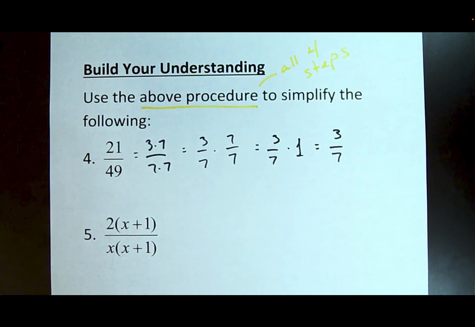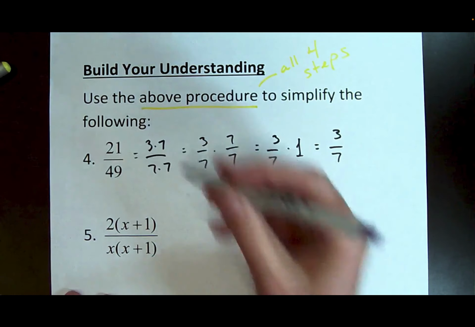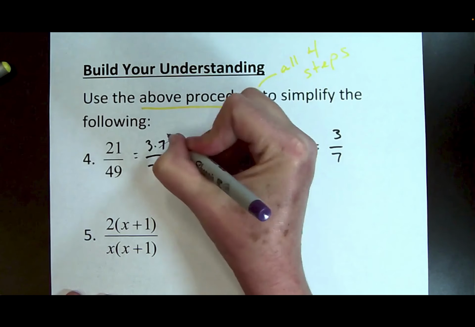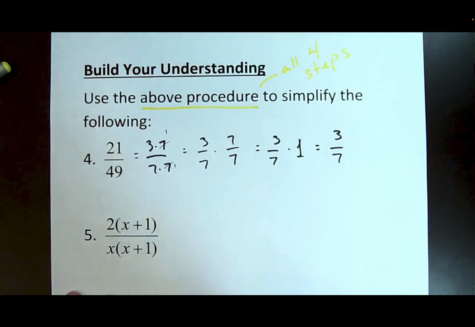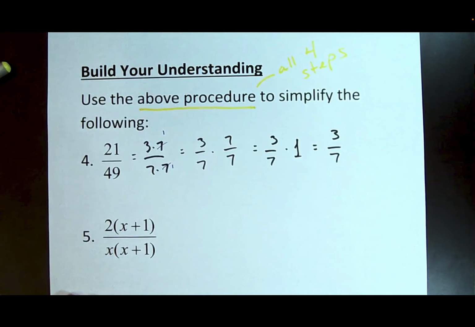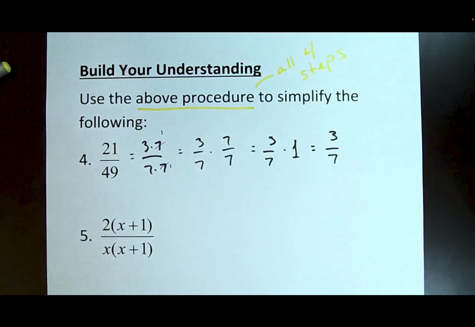So as we move on and use the streamlined version, what we're doing is the 7 over 7 cancels as factors of 1. Okay, so we're just removing unnecessary factors of 1. Just want you to understand why we're able to do that.